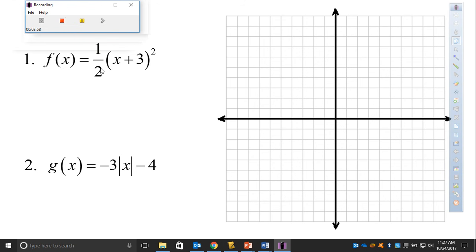The 1/2 that is on the outside, that is going to be a vertical change, one way or the other. Again, things on the outside move stuff vertically, and because it is less than 1, it's going to be a vertical stretch. So let's take a look at what that looks like.